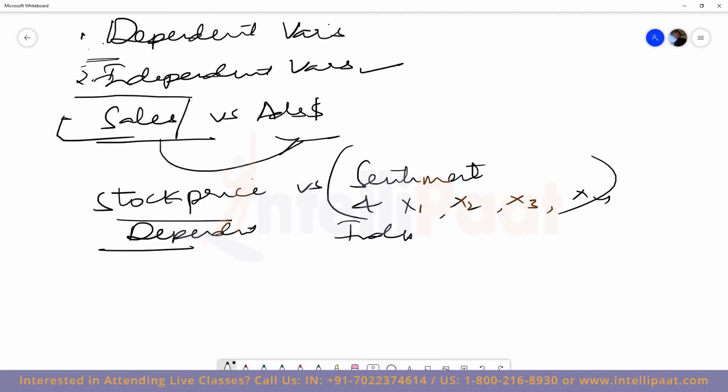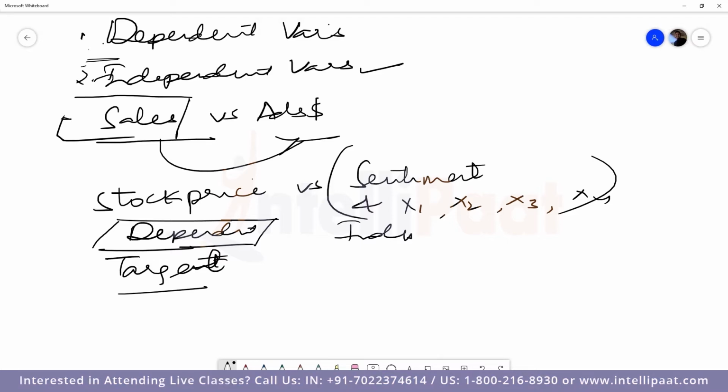In this particular case, as you can clearly understand, a dependent variable is the variable that we're interested in trying to predict. It's also often referred to as a target variable. You will also come across terminologies like that, so do not get worried if you see them.